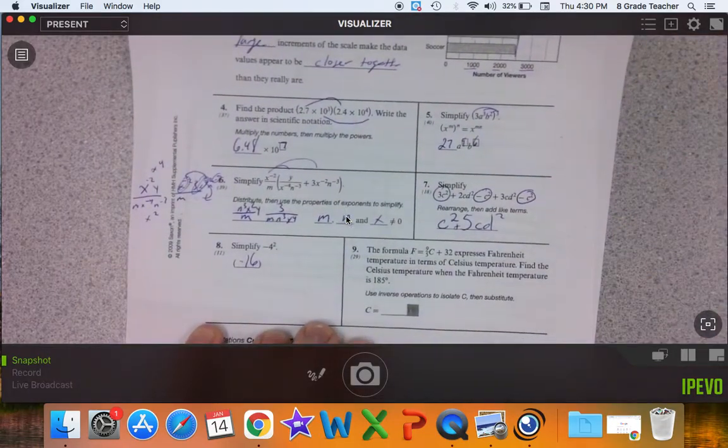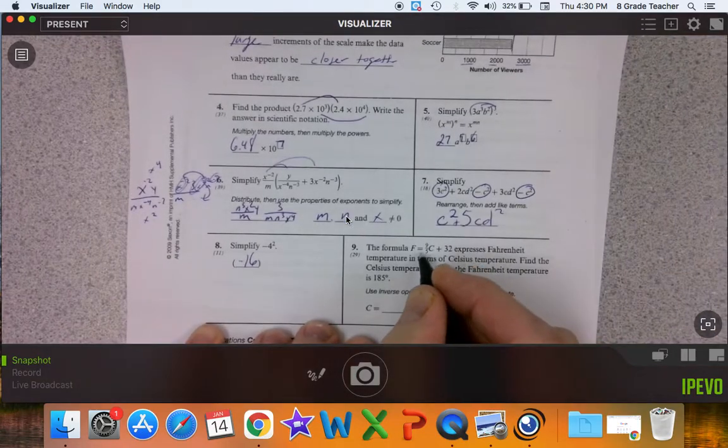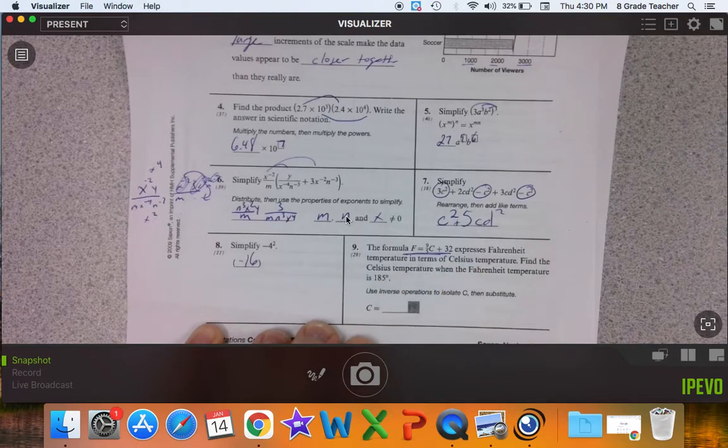Take a look at number 9. Looks like we've got a little equation that relates exactly to what we just studied in science class this week. The formula F equals 9/5 C plus 32 expresses Fahrenheit temperature in terms of Celsius. Find the Celsius temperature when the Fahrenheit temperature is 185 degrees. Now, you can probably go back to your science textbook and find out where that opposite equation is, or you can plug in what they give you as the Fahrenheit temperature and solve for Celsius in this example. That's what they want you to do.